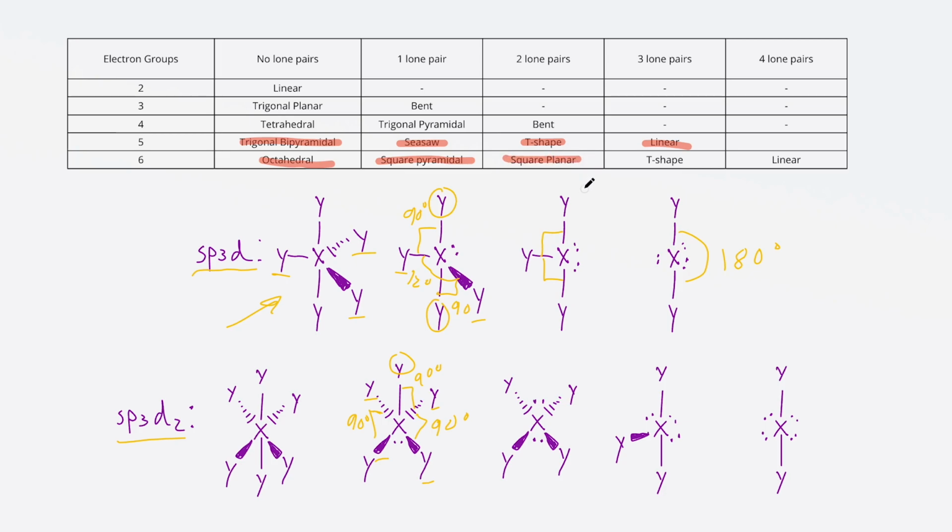So that's where we get the square planar molecule. And then again, you have 90-degree bonds, 90-degree angles between all of your bonds. With three lone pairs, we end up with another T-shaped molecule, and again, 90-degree angles between your bonds. Lastly, with four lone pairs, that will end up being linear, which will create a 180-degree bond angle between those two bonded atoms.